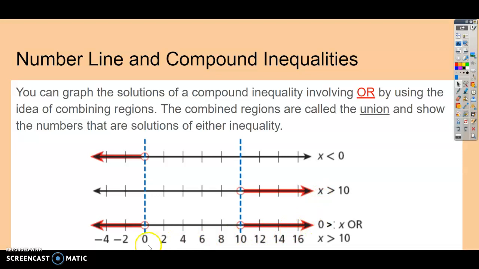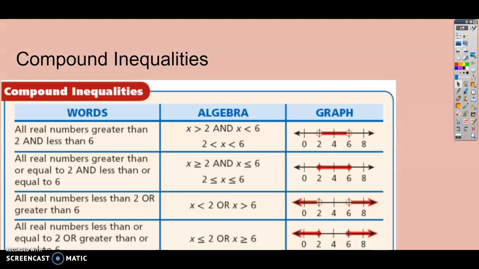So the third graph here represents all x less than 0 or greater than 10. So that's why these look this way. All right, some key points to know.